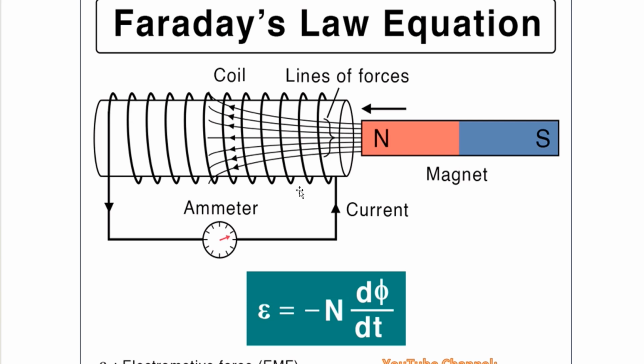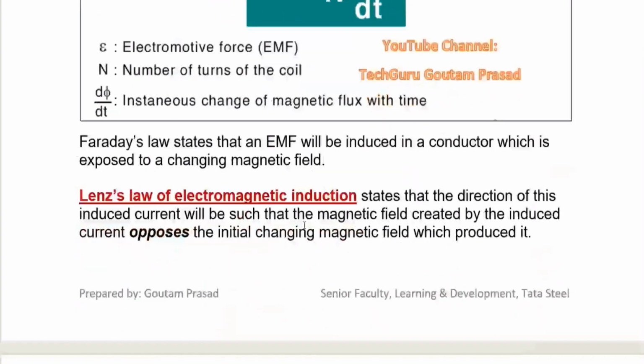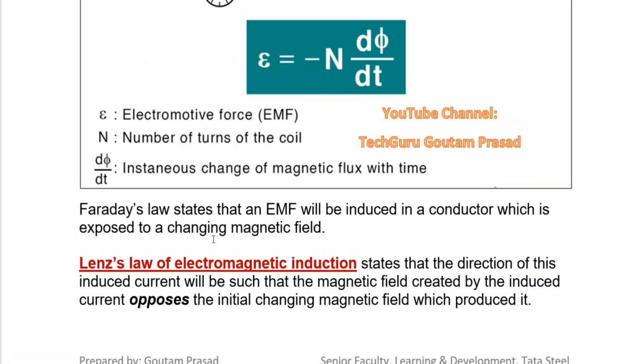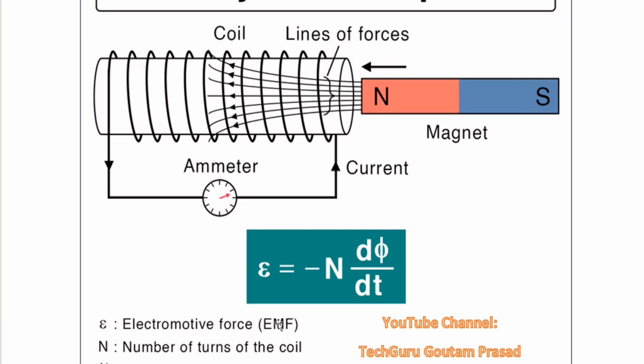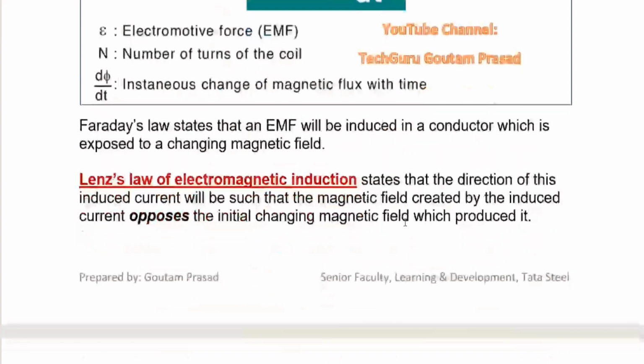And this is the whole thing that explains Faraday's law mixed with Lenz's law. Lenz's law states that the direction of the current in this coil is such that the electromagnet produced in this coil tends to oppose the relative motion of this magnet. Okay, so that is what Lenz's law says.